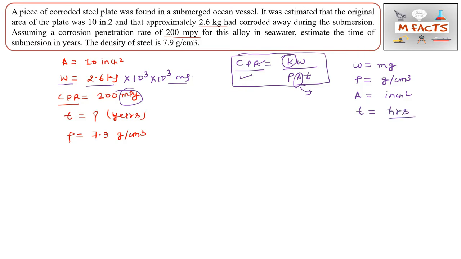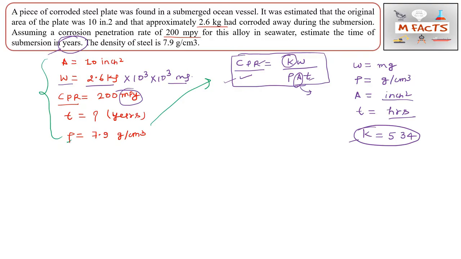Okay, so once we put all the values here, we will get this time in hours, but in this question they are asking the time in years. These are the points where people make silly mistakes, that's why I chose this question. This is in mils per year, and the unit is also in inches square, so K value must be 534. So this K value we will take 534, and the rest of the values are already given, that is A value, W value, CPR and rho.